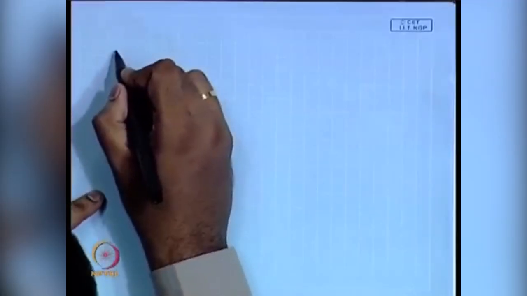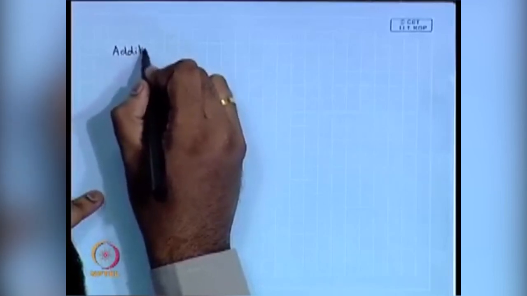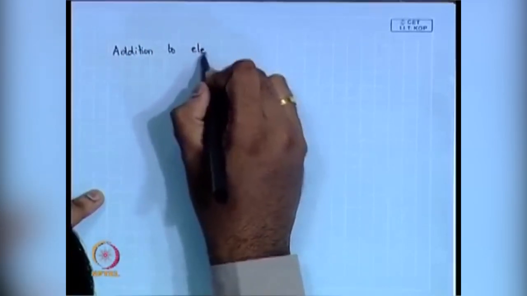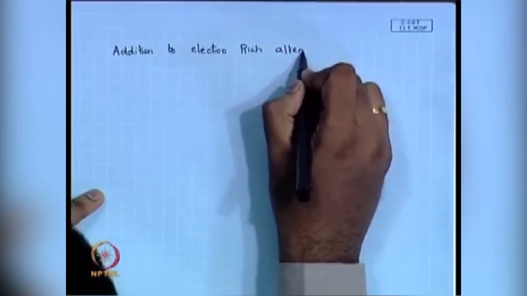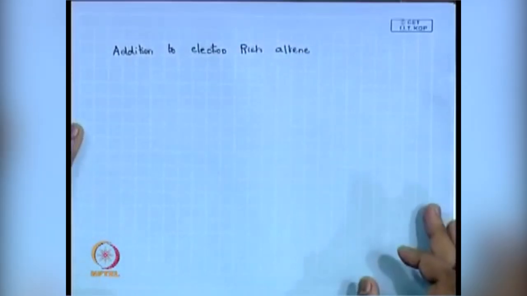So if you take alkenes, there are two types of alkenes we can segregate. One is electron rich alkene, an alkene which has a donor substituent. Another is electron deficient alkene, where you have an electron withdrawing substituent. We take these two alkenes and see how they react with your system. Okay. For example, I am taking addition to electron rich alkene, that is an alkene having a donor substituent.